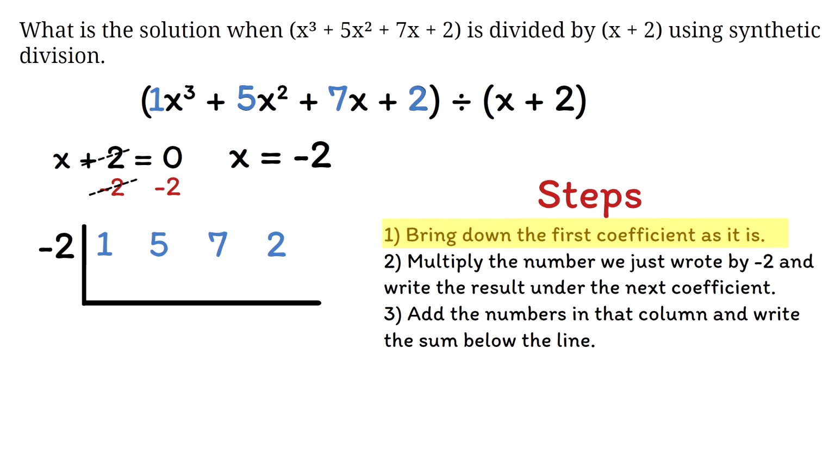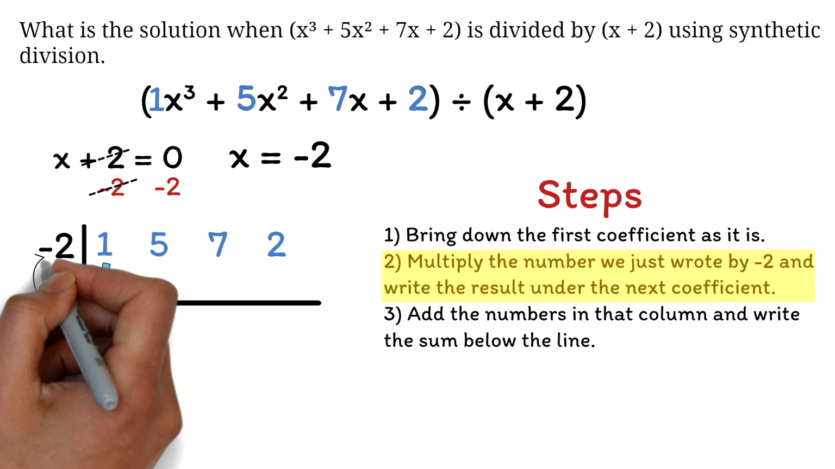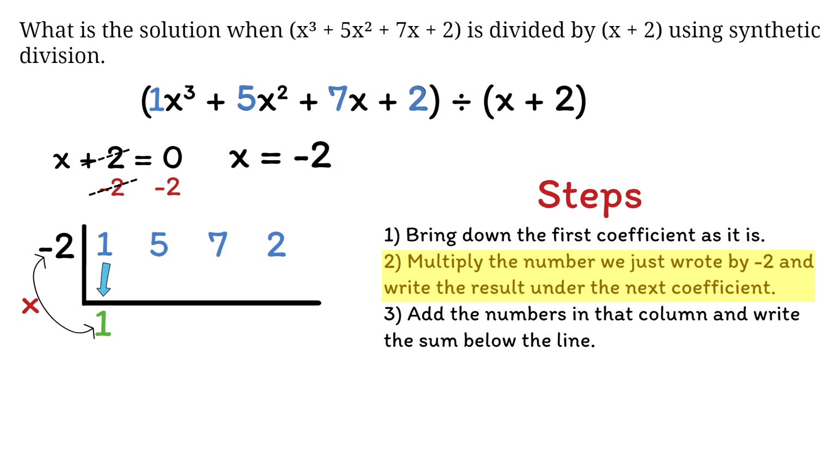Step 1. Bring down the first coefficient as it is. In this question, 1 is the first coefficient, and since there is nothing to add to it, it is brought down as it is. Step 2. Multiply the number we just wrote by minus 2 and write the result under the next coefficient. So we multiply minus 2 times the one we just brought down, which gives us minus 2. Notice that we wrote our solution, minus 2, under the next coefficient 5. Step 3. Add the numbers in the column and write the sum below the line. So we add 5 and minus 2, and this gives us 3.